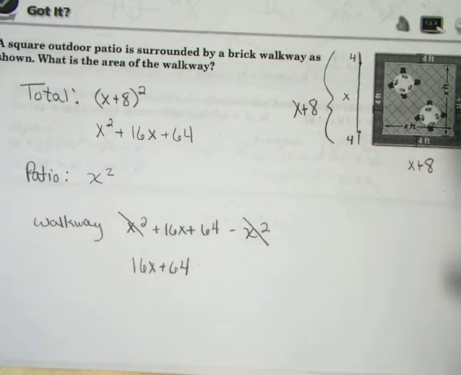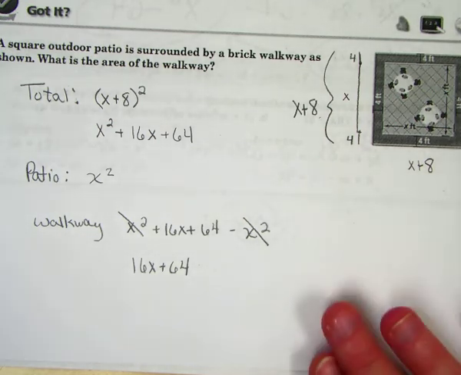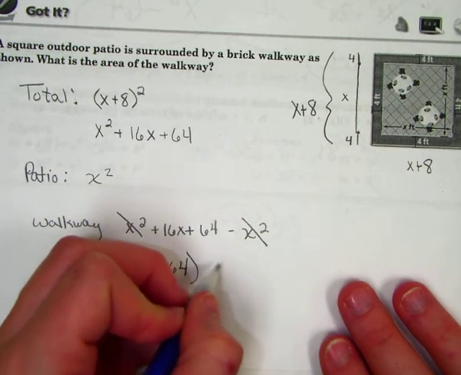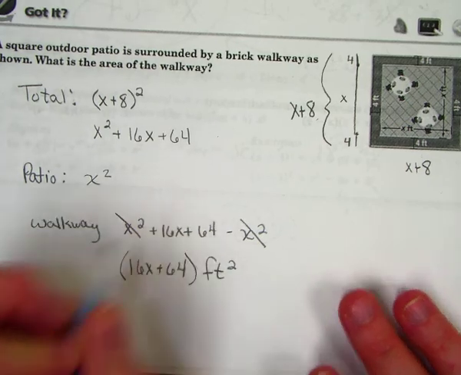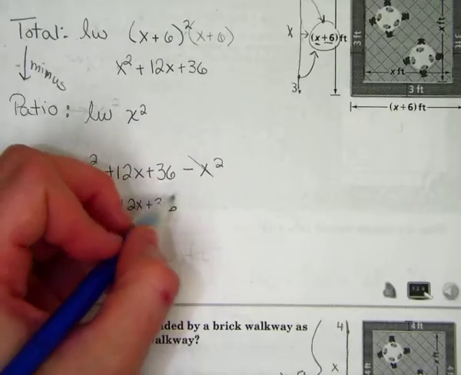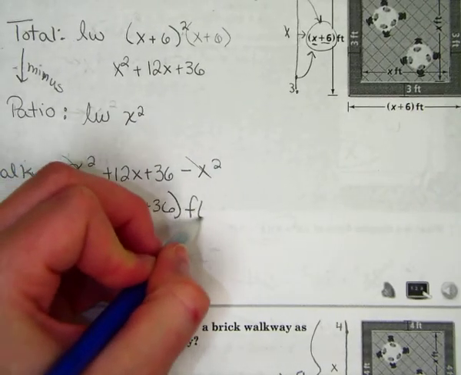We should probably put units on this one since they're telling us that it's in feet. So we're just going to put parentheses, and since we're talking about area, we're going to put square feet here, and at the top too, put square feet.